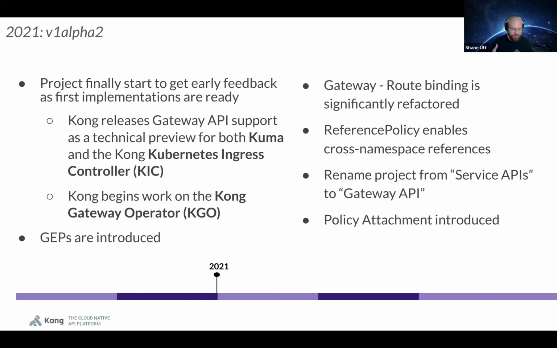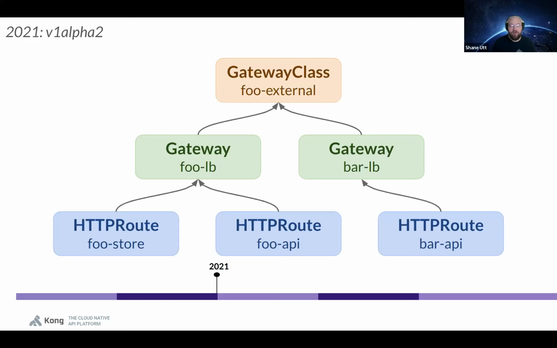So getting into 2021 and the heat of it, this is the model you saw at the beginning. We have been stable with this model. Nothing's changed significantly at the high level for a couple of years now. Gateway classes, gateways, and routes.